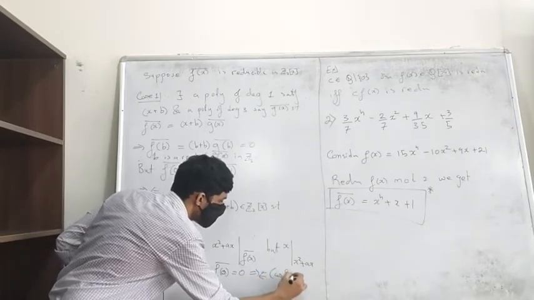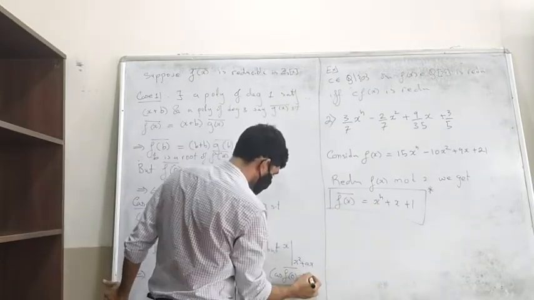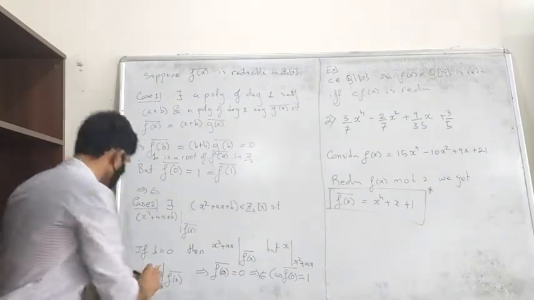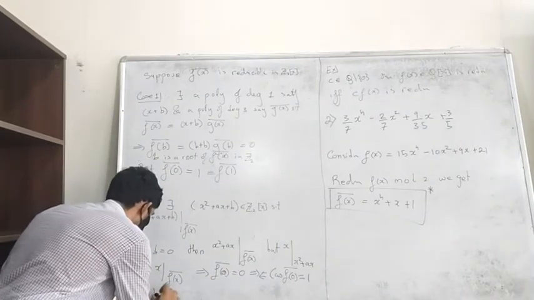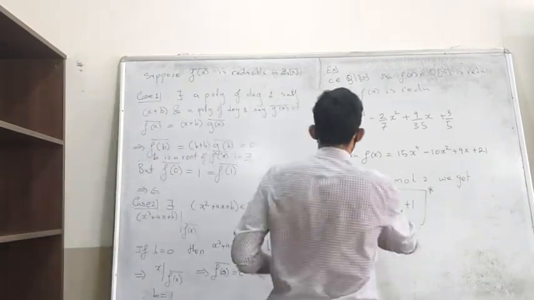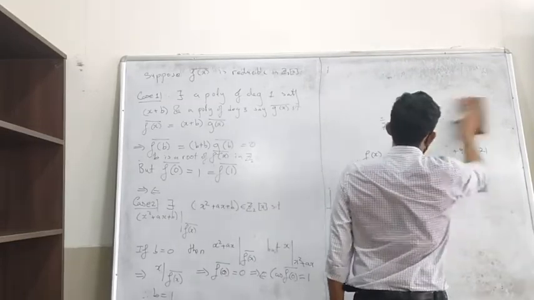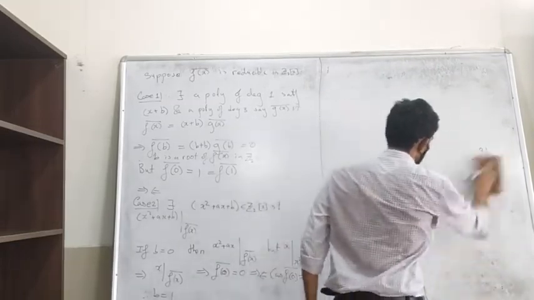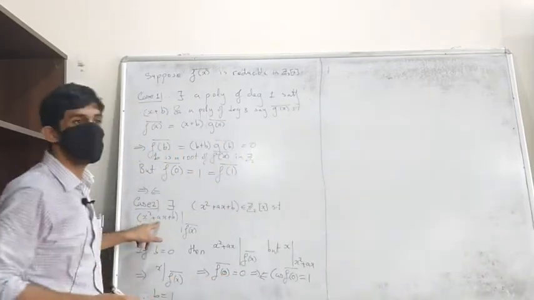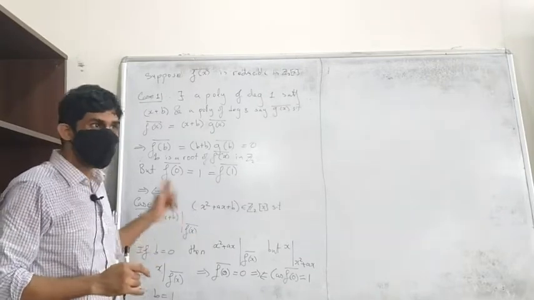Because f of 0 bar is, what is f of 0 bar? 1. So this is a contradiction. X cannot divide that. So b cannot be 0. So therefore b has to be, it has no other option, it has to be 1. So b is 1. Now we have only two options for a. Either a is 0, right, or a is 1.